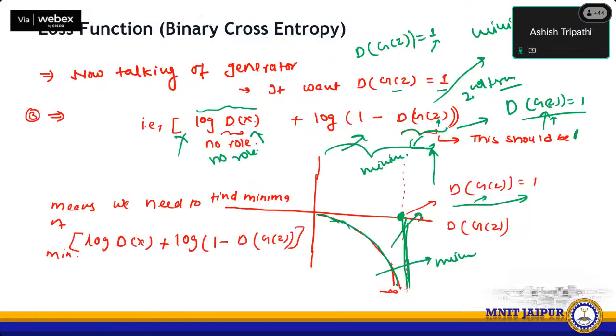Or if you want to plot the graph of this function, we can just show that this is basically kind of a point. This is the graph of log of D(x). Got it? So when D(x) is 1, then the discriminator is successful.